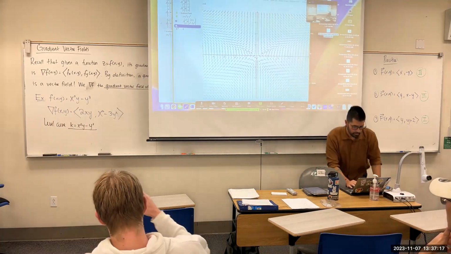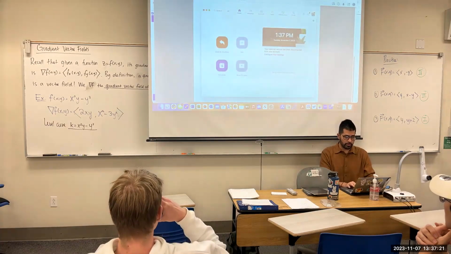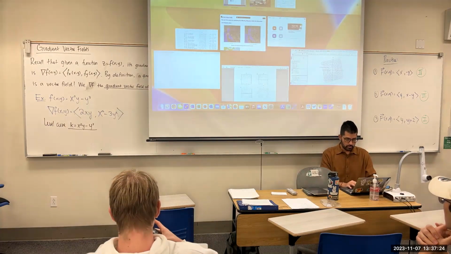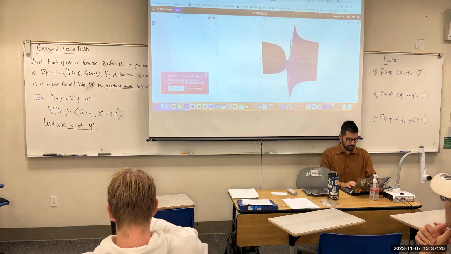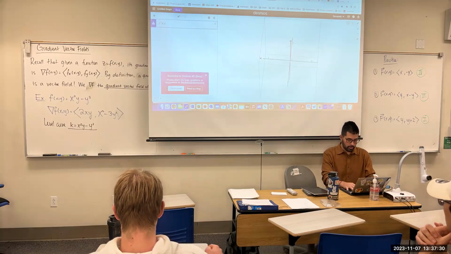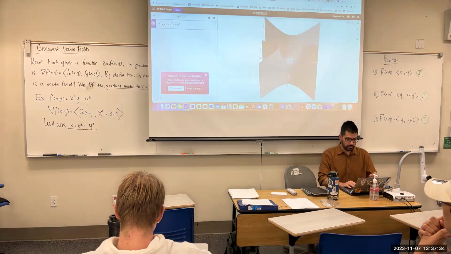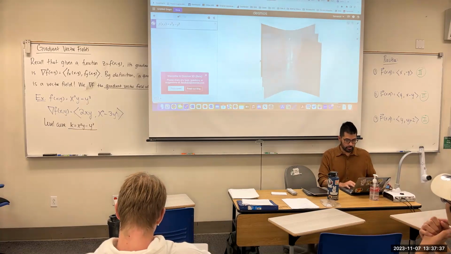Okay. So here, let me just show you guys because I know it's been a minute since you've seen it. I guess here I do have to use Desmos. Let me go to Desmos. Okay, so here's the function, x squared y minus y cubed. This is the surface of the function.